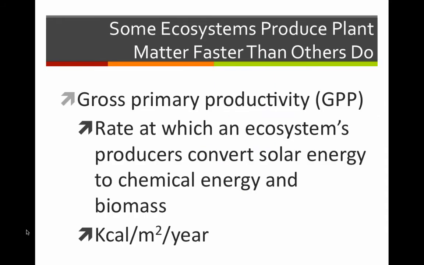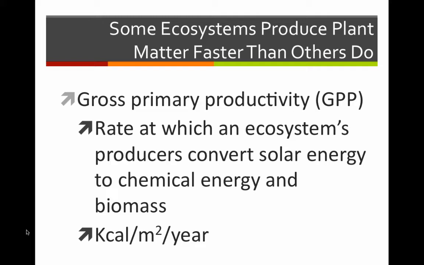And so some ecosystems produce plant matter faster than others do. And we call this production of plant matter their gross primary productivity. So it's the rate at which they can actually take solar energy and convert it to chemical energy and biomass. And it's measured by kilocalories per meter squared per year.